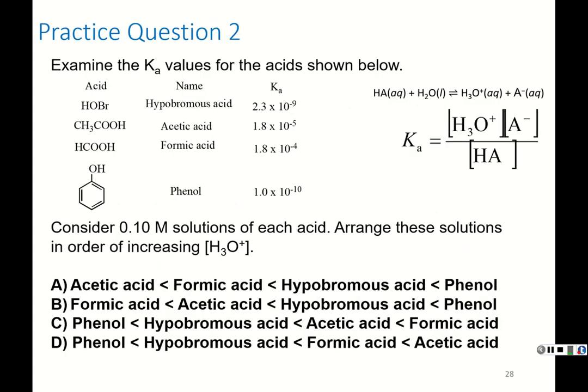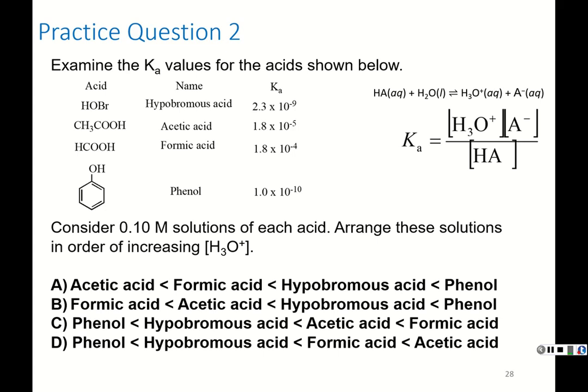Second question. Examine, not estimate, the Ka values for the acids shown below. You won't have to memorize Ka values. If you need them on an exam, you will be given them. We have a list of 4 acids here and the Ka values for each. We're considering 0.1 molar solutions of each, so they all have the same concentrations. We have to arrange these solutions in order of increasing H3O plus concentration.